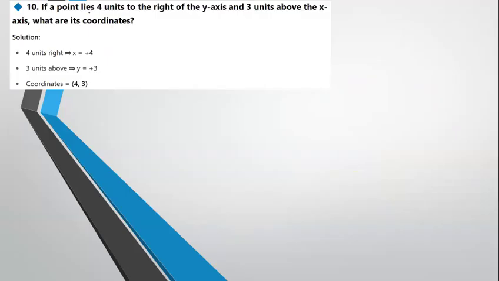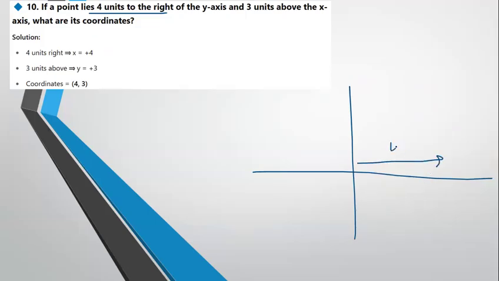The next question is, if a point lies 4 units to the right. Let's draw both the axes. 4 units to the right of the y-axis and 3 units above the x-axis. 3 units above means this 3. So 4 units to the right means plus 4 and 3 units above means plus 3. So the point will be of the form (4, 3). Let's take one more question of such kind.